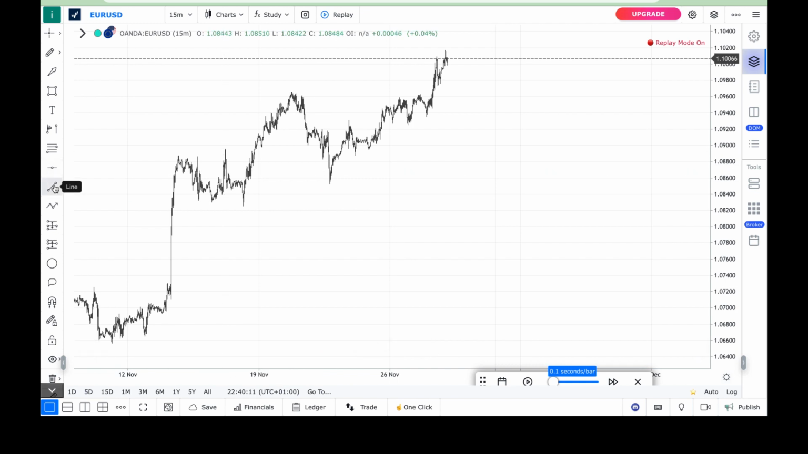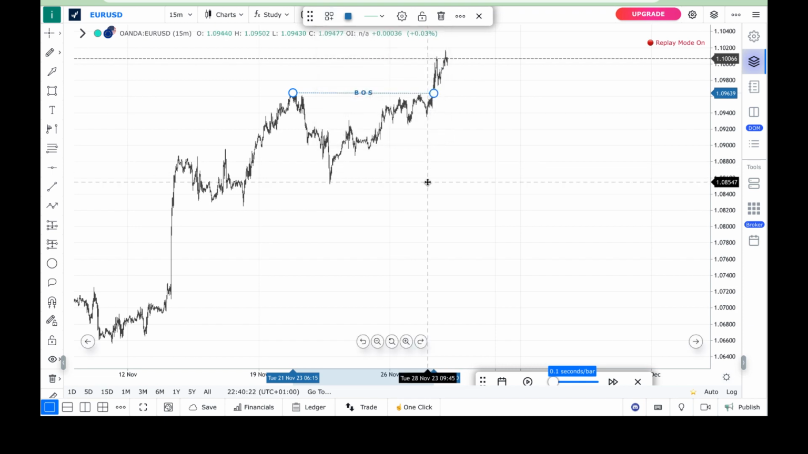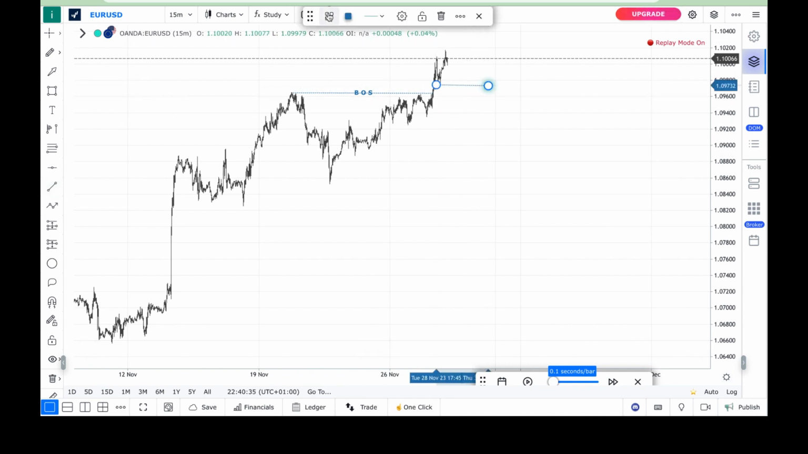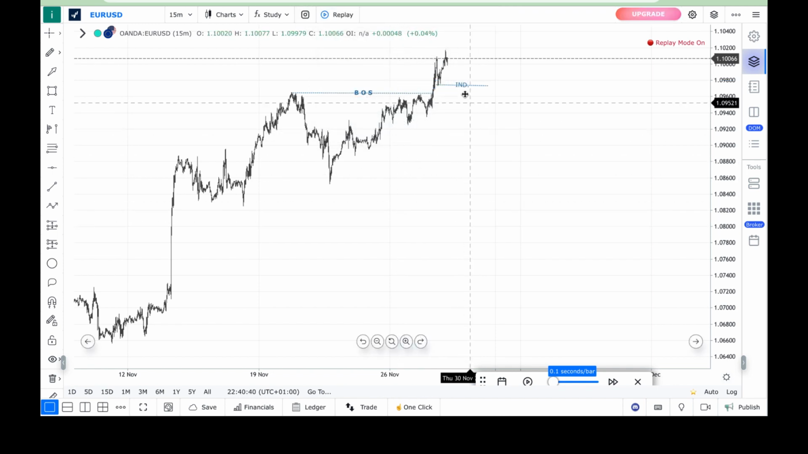So here we know market broke this structure. Yes, here's a break of structure. Don't you remember you talked about inducement and we said inducement is the first pullback. There is a first pullback here which serves as an inducement. Don't worry, I will make a video about inducement.